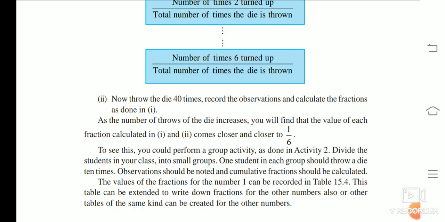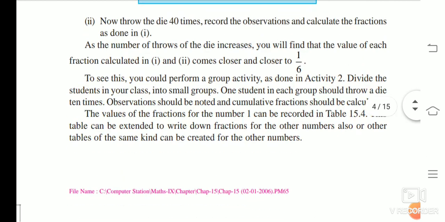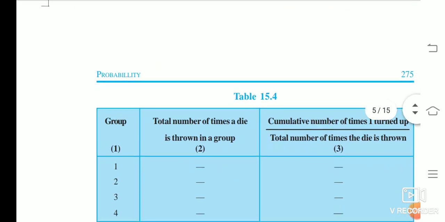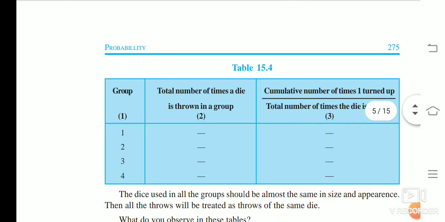So this is also one of the activities, right? The same thing you can write in cumulative form. Total number of times a die is thrown in a group, so first group, second group, third group, like that. Cumulative number of times one turns up, total number of times the die is thrown.